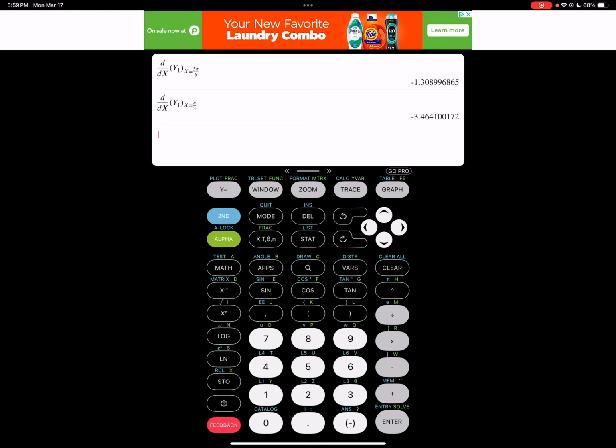which gives us -3.464. So what does this mean? Well, this tells me that the x-coordinate of the particle is moving to the left at a rate of 3.464 units per time.